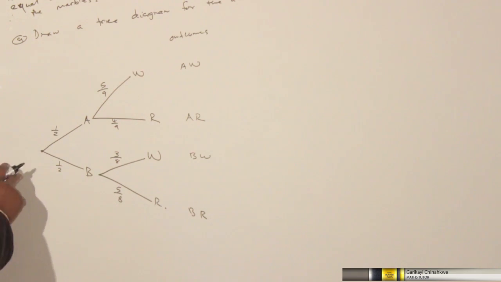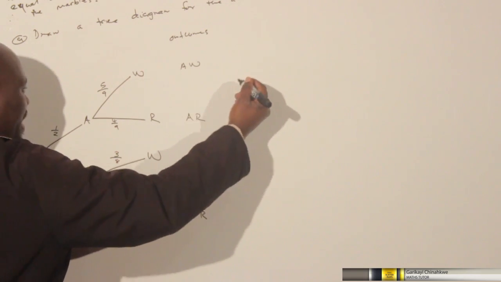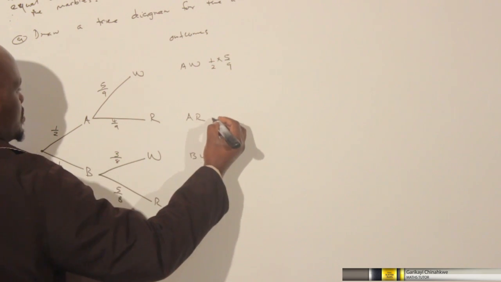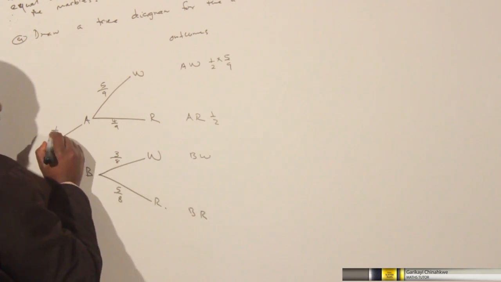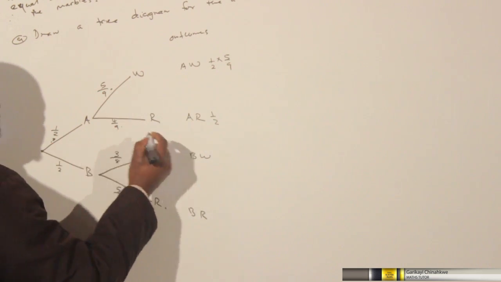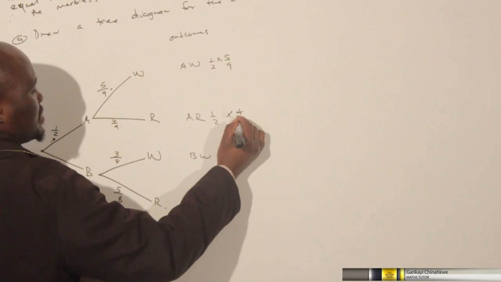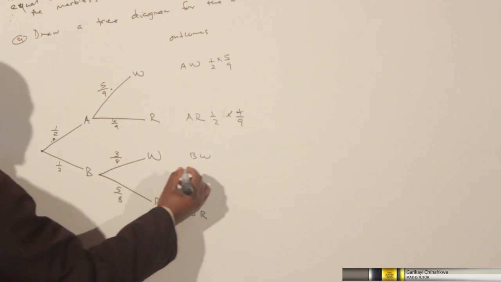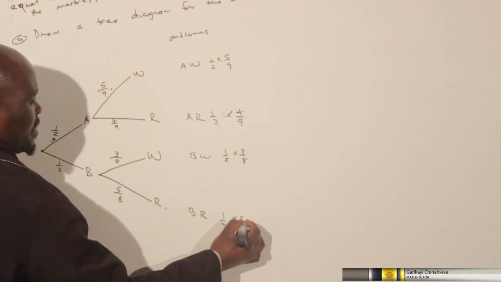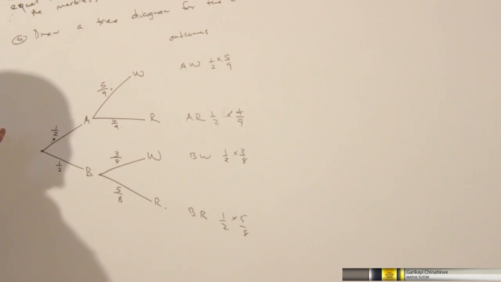Then the probability for picking bag A and white marble, you see now, you're supposed to say half multiplied by 5 over 9. So this is the half and the 5 over 9. That's why you get half times 5 over 9. So this is half and 4 over 9, so it's a half multiplied by 4 over 9. Okay, then the same applies here. It's half multiplied by 3 over 8. It's half multiplied by 5 over 8. So this is the outcome. That's the tree diagram. These are the outcomes.